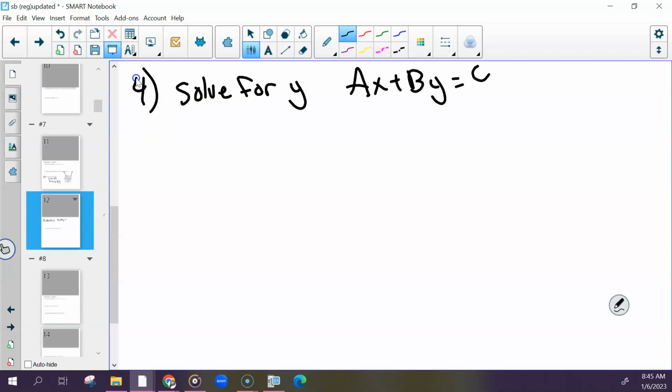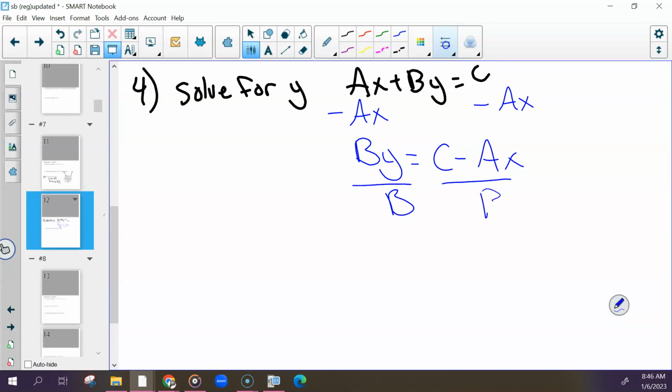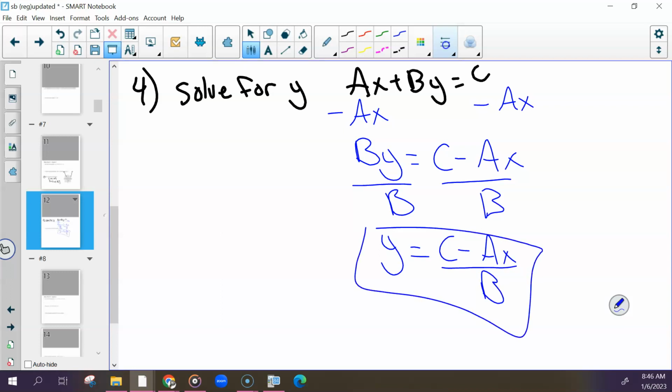Alright, so this is going back to our solving literal equations. So if we are solving for y, we have to get rid of our ax term, subtract it to the other side. We have by equals c minus ax. And then to get y by itself, we'd have to get rid of b. So divide everything by b. So y equals c minus ax all over b. Because nothing would simplify, we can leave it like that.